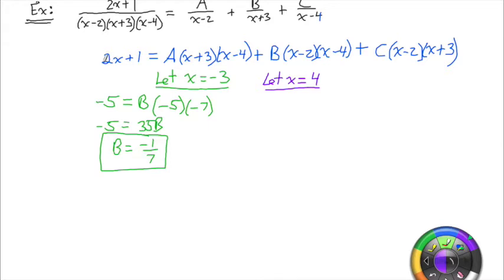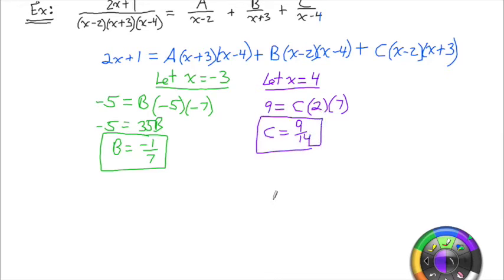If I let x equal 4, that's 2 times 4, which is 8, plus 1 is 9. If it's a factor of 4, or the x minus 4 factor, it's gone, and it kills the b and the a term. So all you're left with is c. So we're going to get c times 4 minus 2, 4 plus 3. Did I do that right? 4 minus 2, 4 plus 3. Okay, so that's 14, and when we solve for c, we're going to get 9/14.